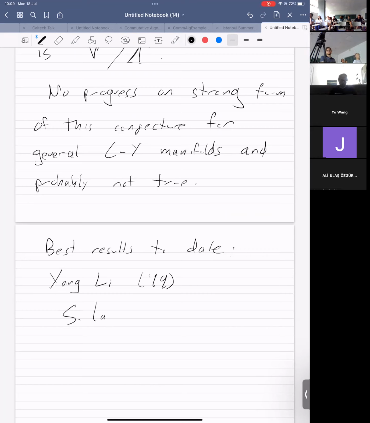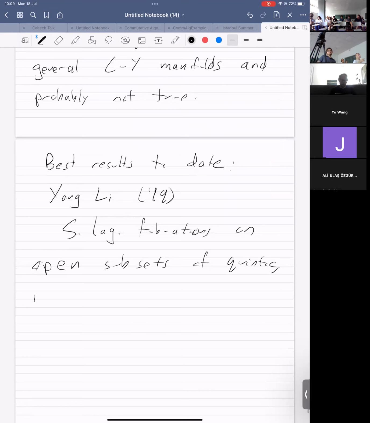So special Lagrangian fibrations on open subsets for the quintic, increasing in size, filling out more and more of the quintic as we approach the large complex structure limit.